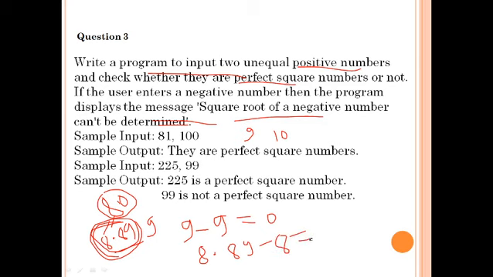What will be the value here? 8.89 minus 8 is 0.89. It is not equal to 0. It means 80 is not a perfect square number. So this is the logic that we will give in the program.